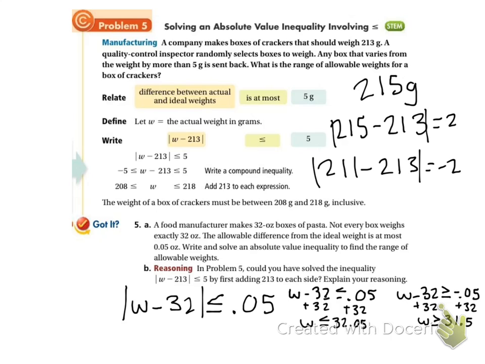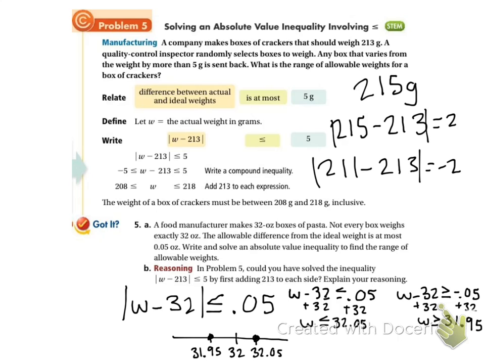So I'm just going to graph it so we can get a picture of that. Oh, sorry, that was supposed to be 31.95, my bad. Because it was only subtracting 0.05, not 0.5. So there's not a whole lot in between here. So I've got 32, and I've got 32.05. And over here I've got 31.95. Closed circles at both of them, right?